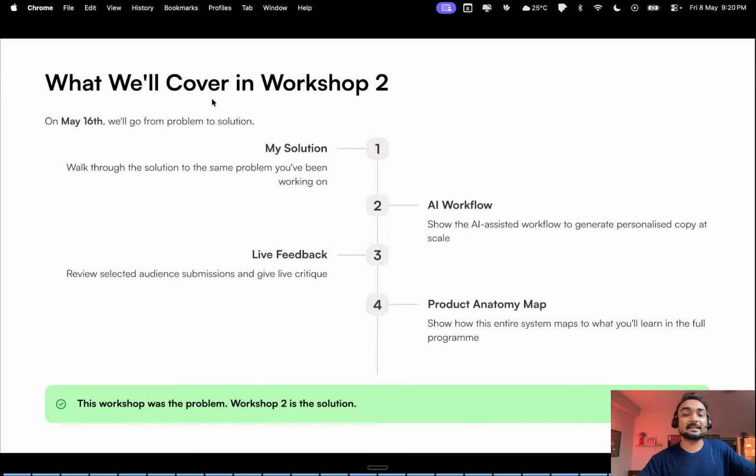Now this is what we will be covering in workshop 2. Number 1, we'll be covering my solution, how I would have solved this. Second, I'll be covering your solution also, if you guys actually come with your case studies or your solutions. You can send me your Figma files, etc. Third, I'll show you the AI workflow that I used for that solution, and trust me, that's going to be surprisingly good. The things that I'm going to come up with for the next session. Okay?